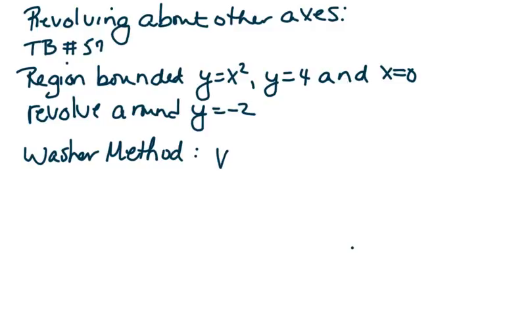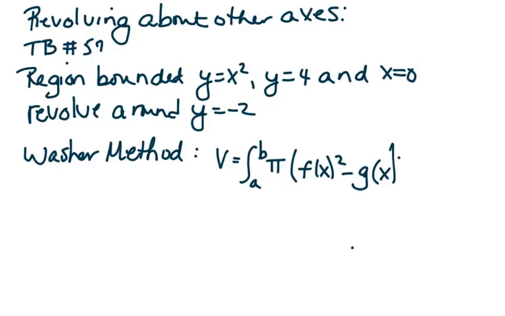So the volume for the solid of revolution using the washer method is pi times f of x squared minus g of x squared. And here what you want to remember is that f of x is the outer radius big R and g of x is the inner radius little r. And then you integrate with respect to x in this case.